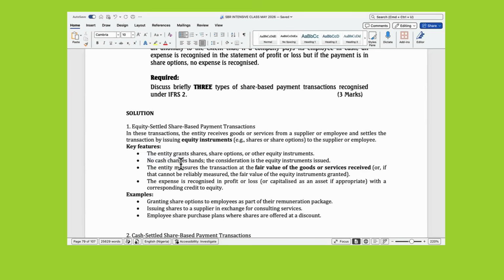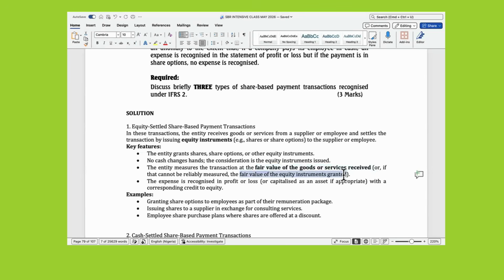No cash consideration. The consideration is just the equity instrument that is issued. And also, the shares that are given or the transaction is measured at the fair value of the goods or services received. But in a transaction with an employee, it's not possible to determine the value of the goods or the services that the employee is providing. It is difficult to do that. So in such cases, you would measure the transaction at the fair value of the equity instrument granted.